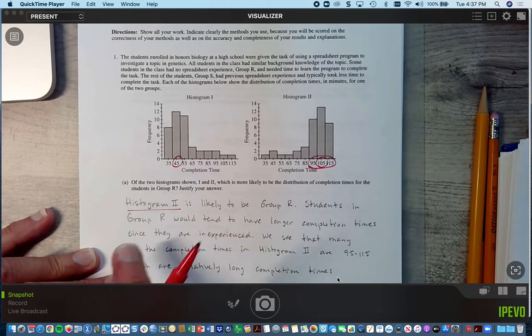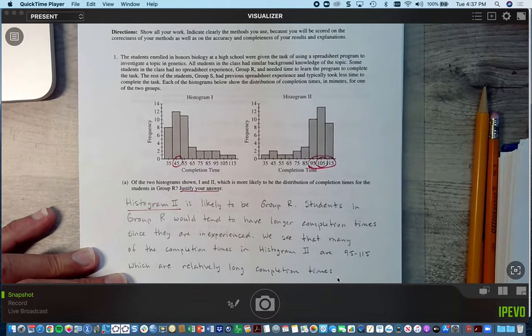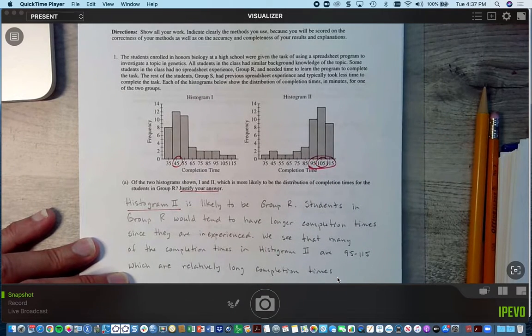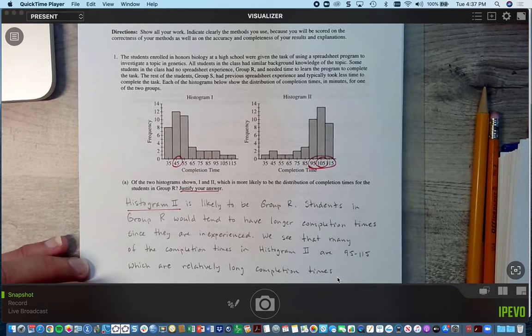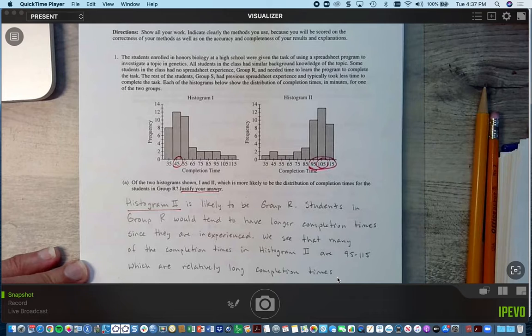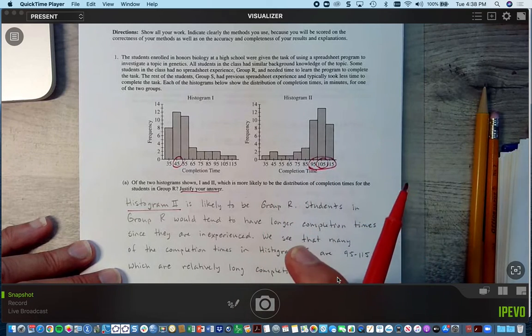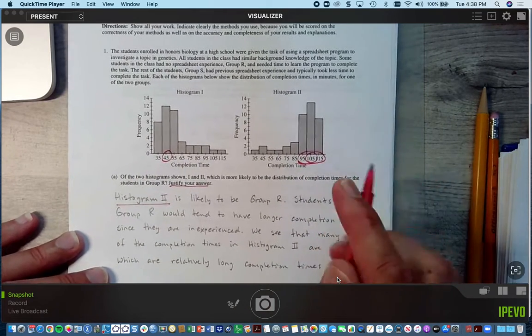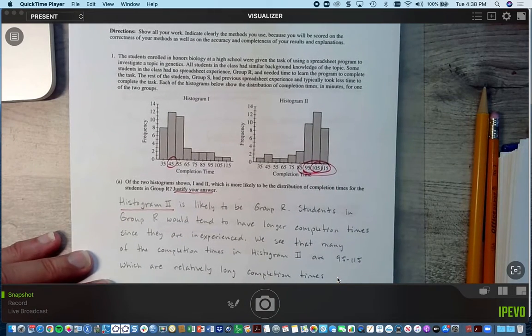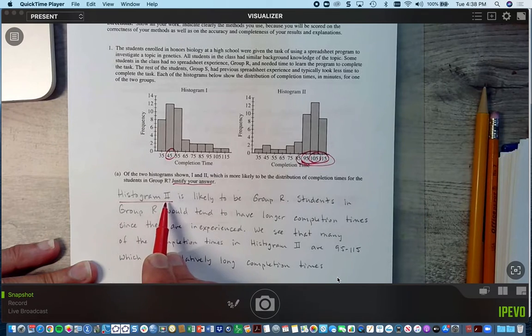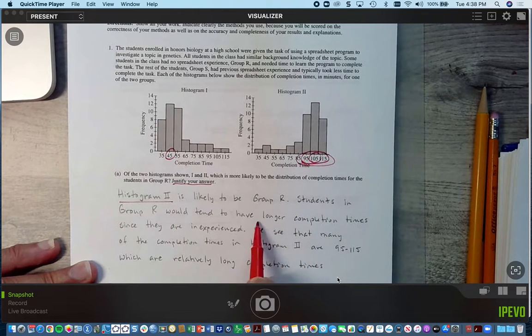Some of you stopped right there, and there's almost always going to be something like justify your answer. The justification is I picked this one because the people that are inexperienced generally are going to take longer. When you answer this question, we've got to assume that the person grading the exam is looking for an explanation for somebody that doesn't know much about stats. So what is it about this distribution that makes this the inexperienced group? Well, they take longer to finish the task. You really needed to say that most of the times were out here at an hour and a half or more. In order to answer this question completely, you need to pick histogram 2 and say that those times tended to be longer.